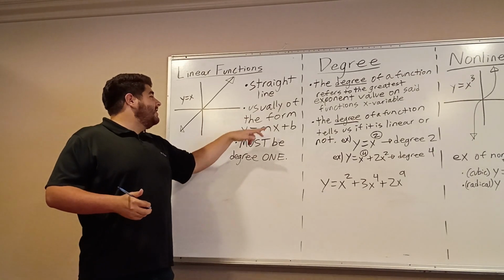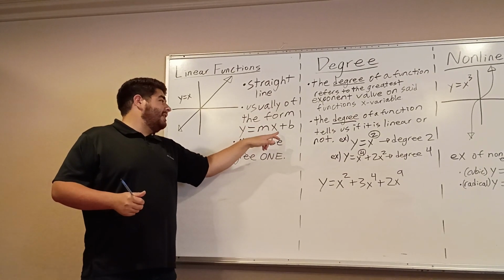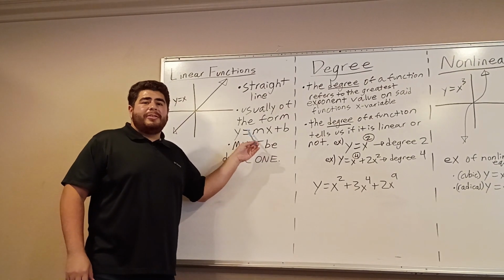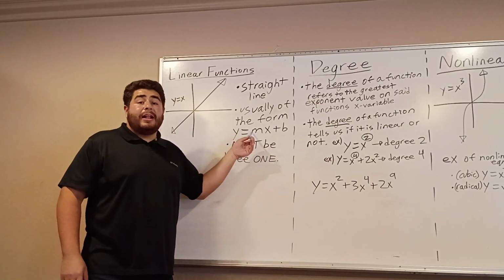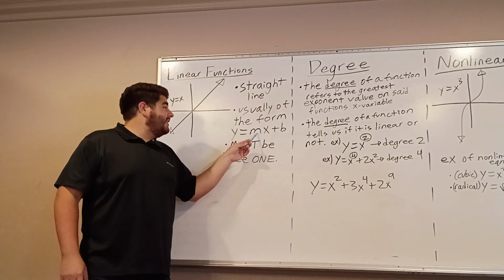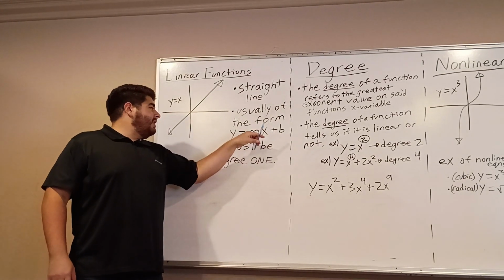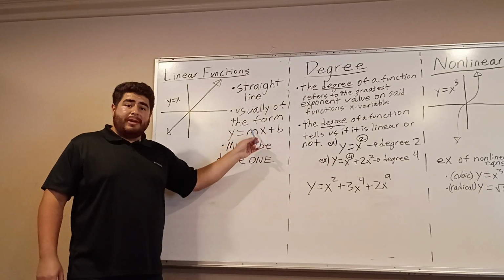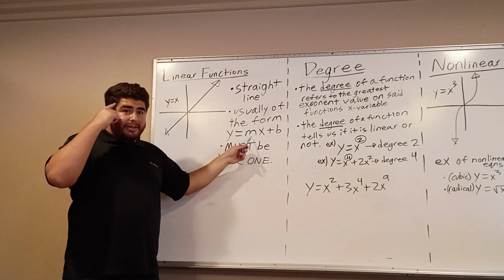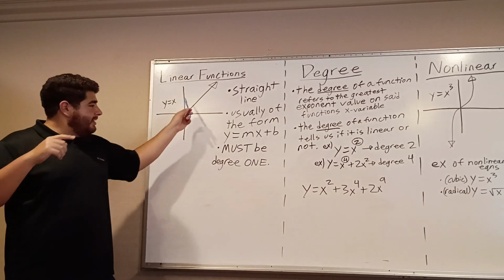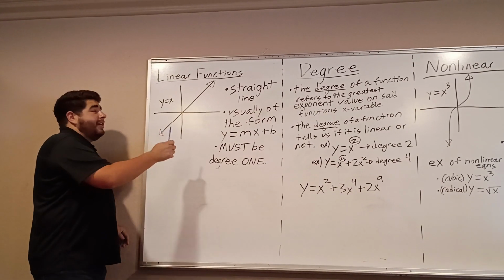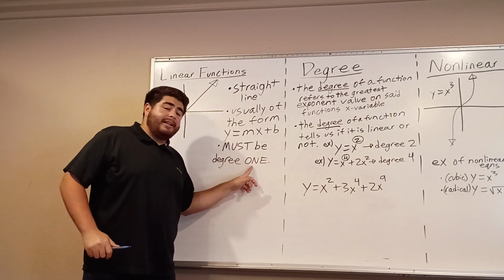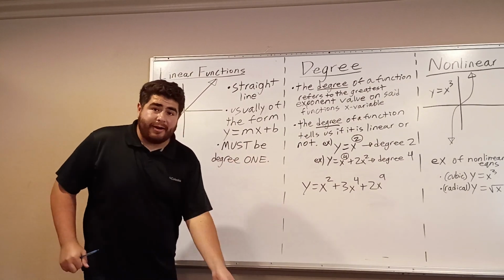And they are usually in the form of y equals mx plus b. Learn this formula. This formula you'll use up until calculus and beyond. This is key. M being the slope and b being the y-intercept. Make sure you know this formula. When you see this formula, think of line. And the degree of a linear function must be 1. They are always of degree 1.